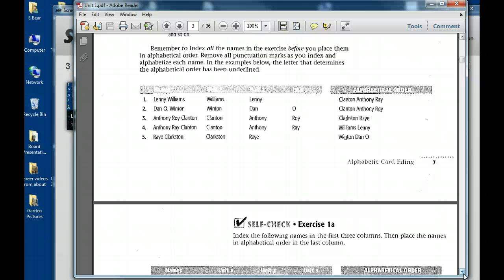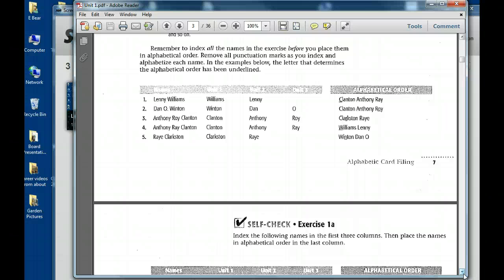The first name is Lenny, so it goes under Unit 2. In the second one, Dan O. Winton, Winton being the last name, Dan being the first name, and O being the middle initial. Winton goes in Unit 1, Dan goes in Unit 2, and O goes in Unit 3.